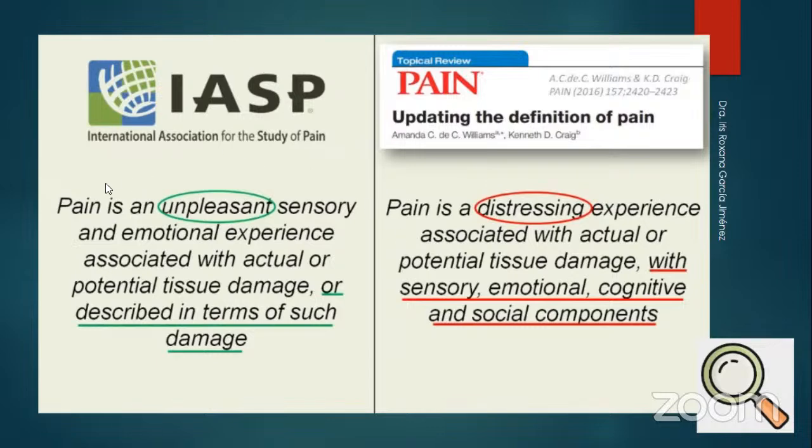Following the IASP definition, pain is an unpleasant sensory and emotional experience associated with actual or potential tissue damage, or described in terms of such damage, okay? According to the pain review, pain is a distressing experience associated with actual or potential tissue damage. There is not necessarily tissue damage, okay? With sensory, emotional, cognitive, and social components. You know, this definition takes a bigger range of variables we can use to evaluate the situation about pain.